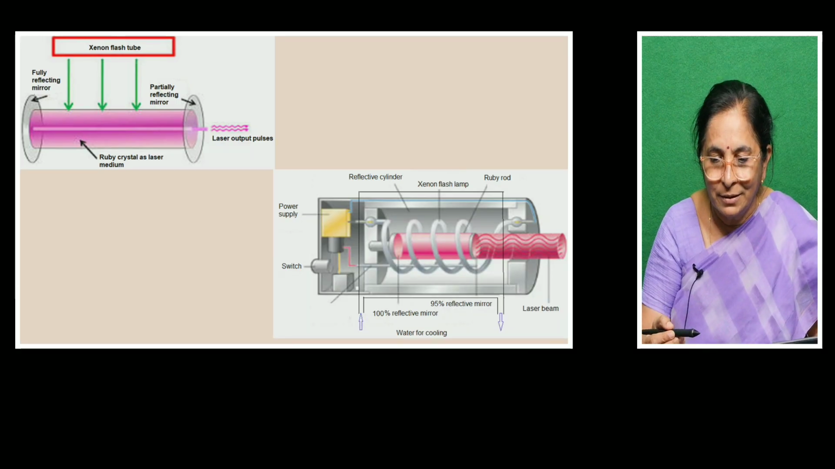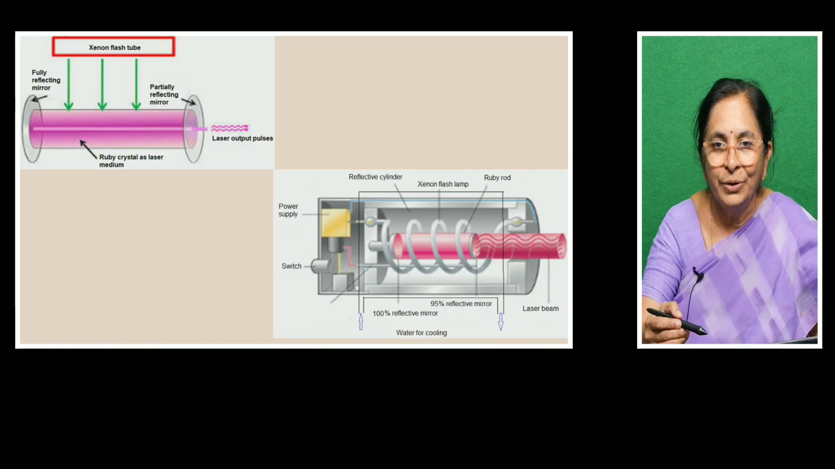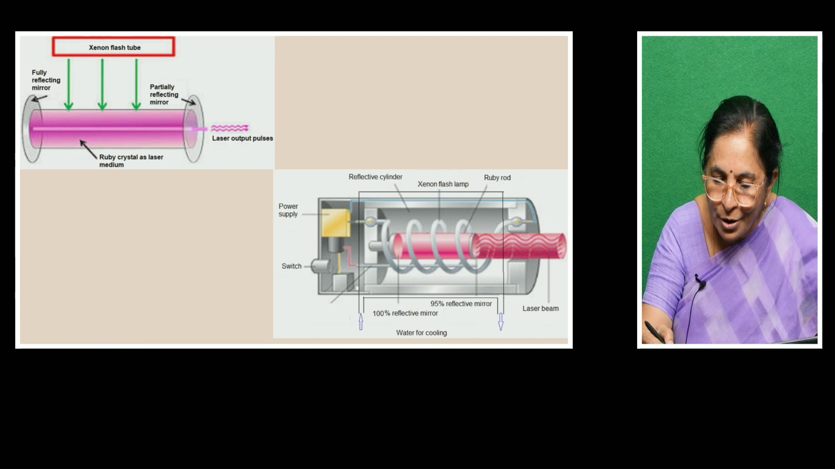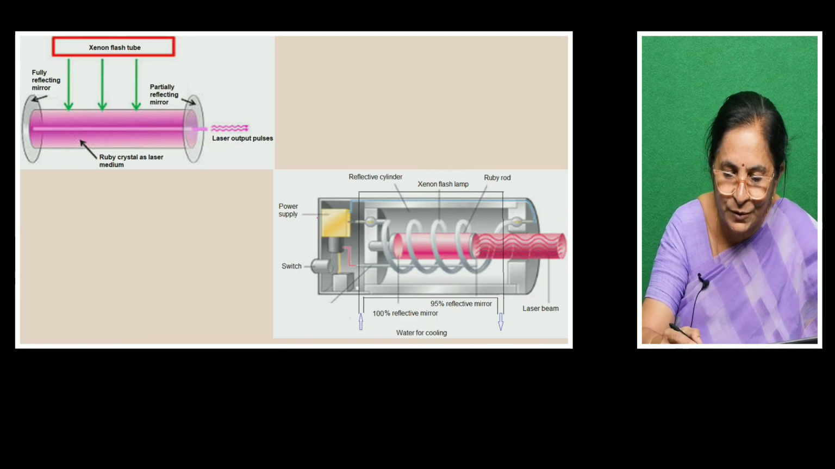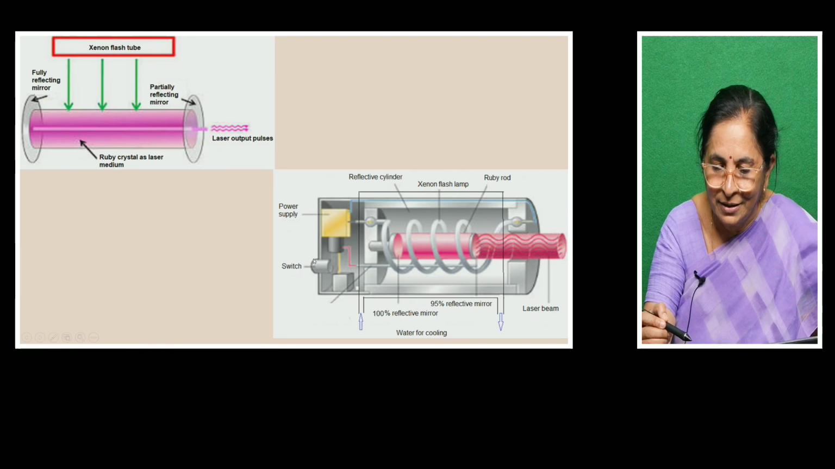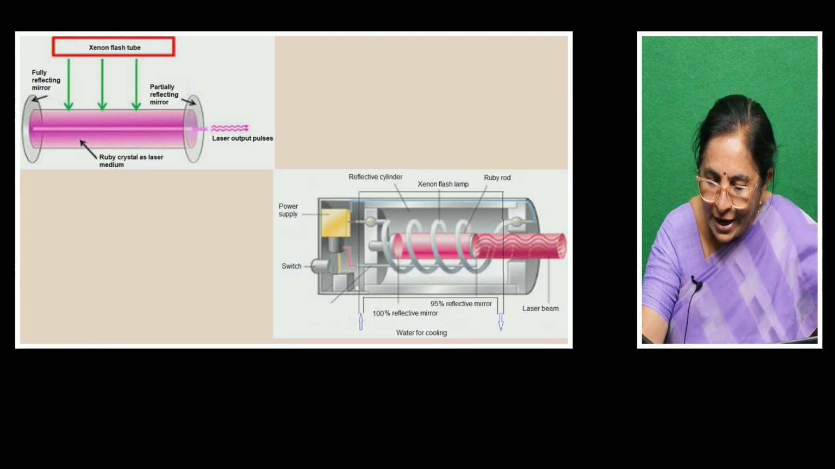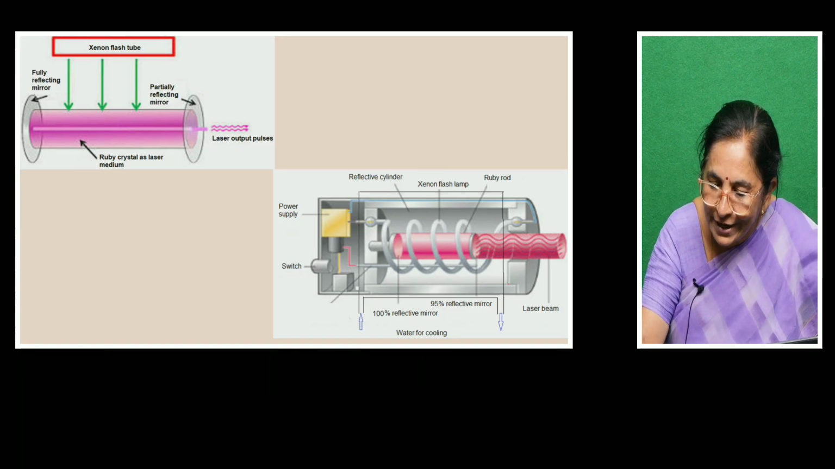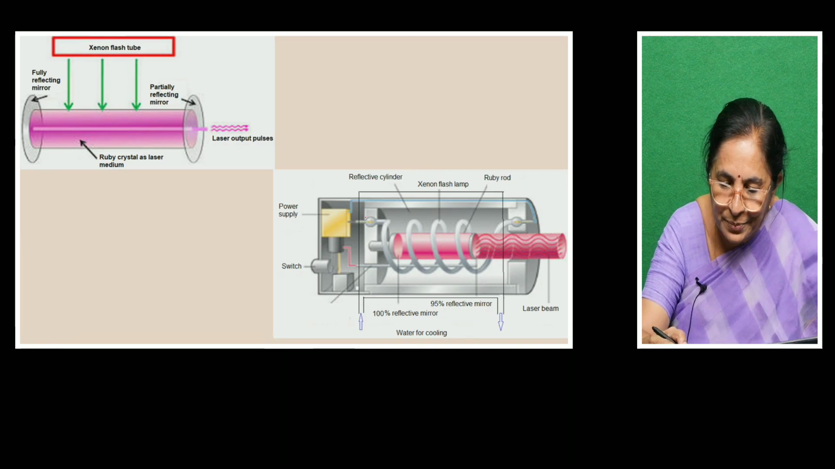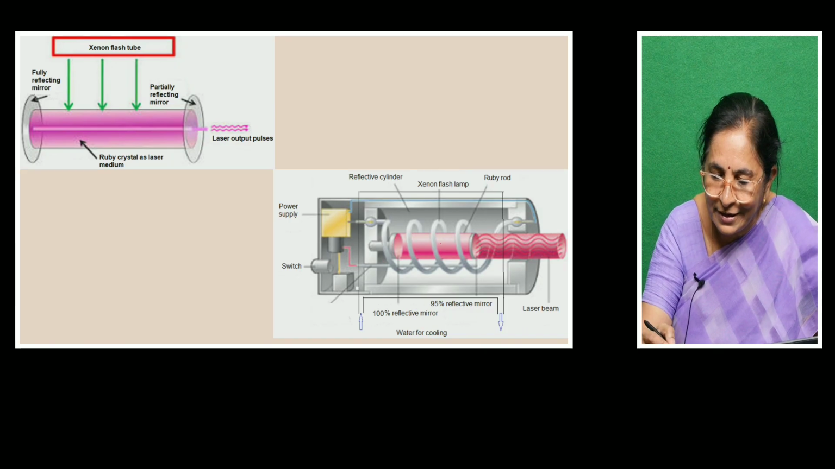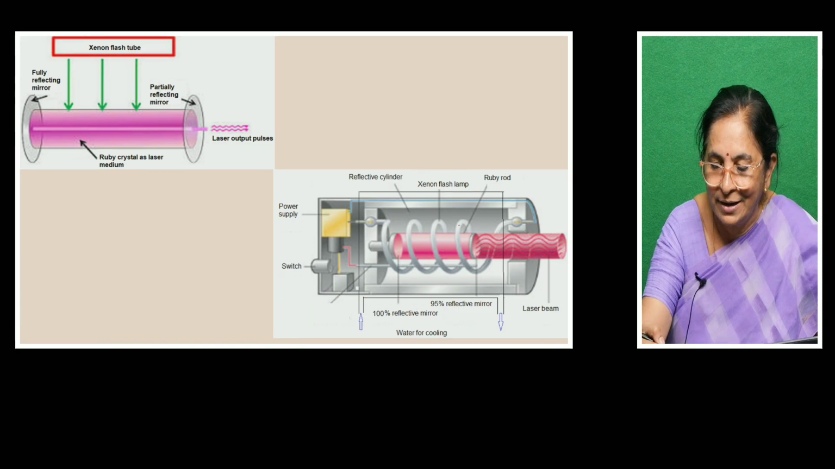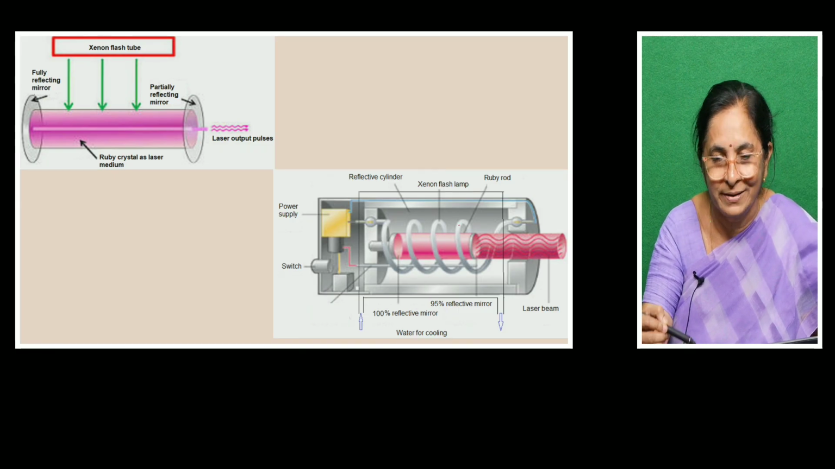The next, the actual picture is shown here. You can see the ruby rod here. It is surrounded by the xenon flash lamp. This xenon flash lamp has a power source and there is a switch, and then you have a 95% reflective mirror this side and 100% reflective mirror this side, and the ruby rod, pink in color, is inserted, and the xenon flash lamp as a spiral is surrounding the ruby crystal.